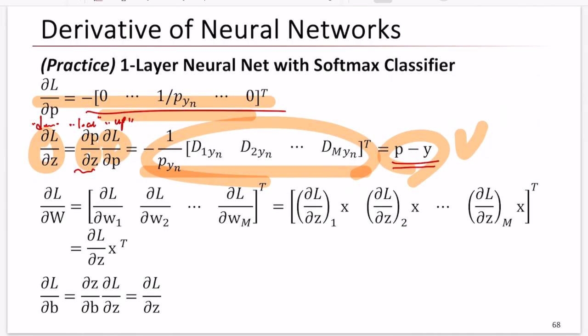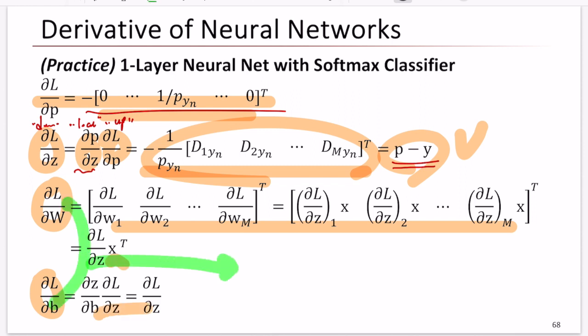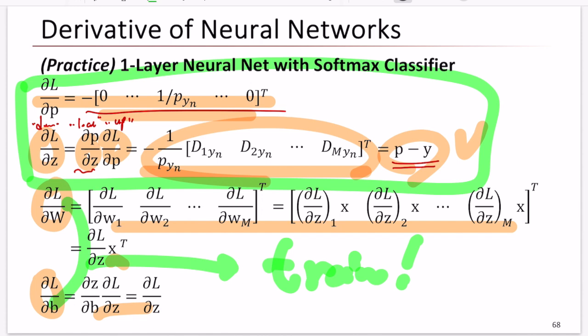Anyway, similar to the linear regression case, dL/dW and dL/dB can be found by backpropagation. This is going to be the training phase. That's why we have to know backpropagation. The only difference was here, and the remaining thing is going to be exactly the same as in the linear regression case.